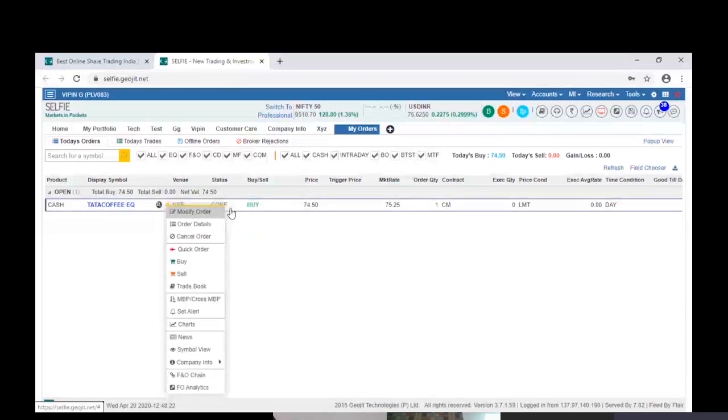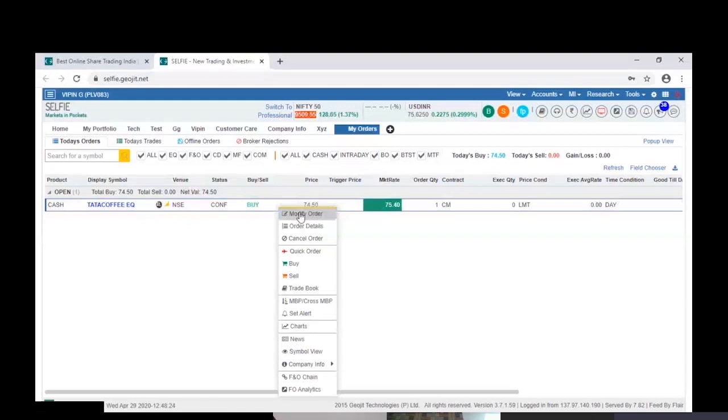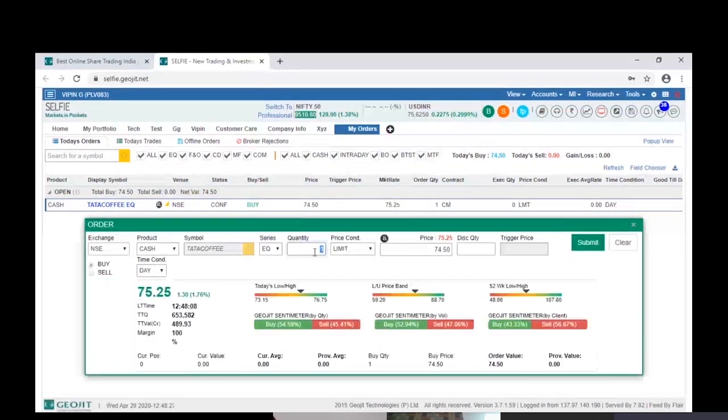This is the modify screen. Let us modify it to the market rate. 75.25 is the market rate. Before leaving this window, I would like to highlight a couple of price conditions which are available at the exchanges. First, limit. What we have placed right now is a limit order. That is, the price is 75.25 in the market, whereas I would like to buy the share only at 74. That is called a limit order.